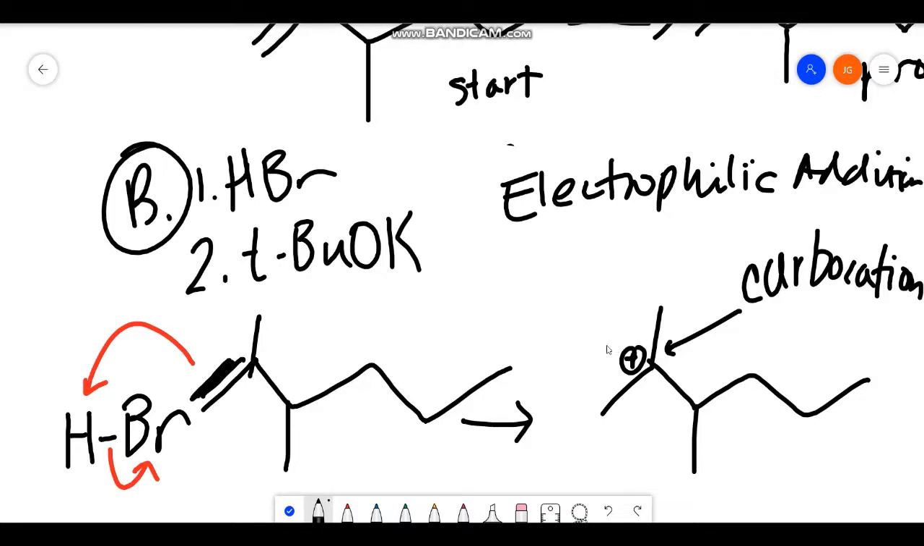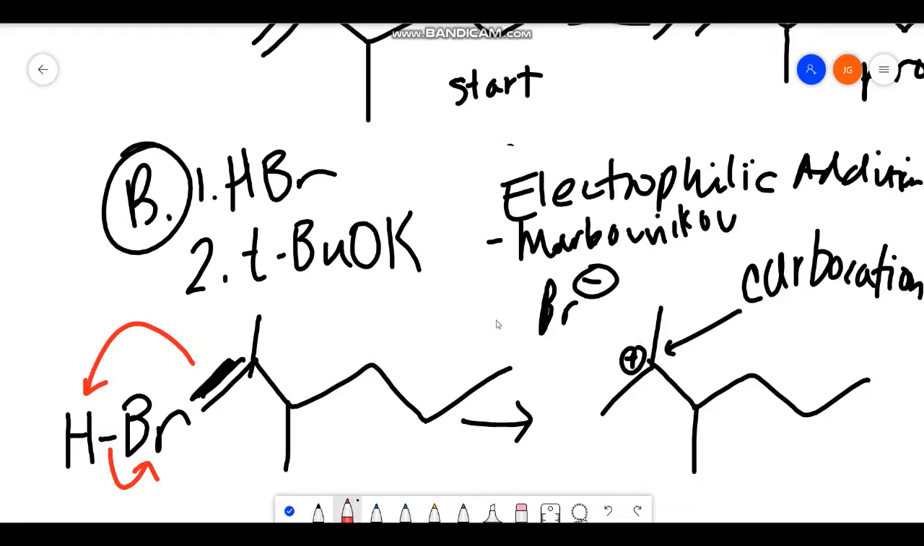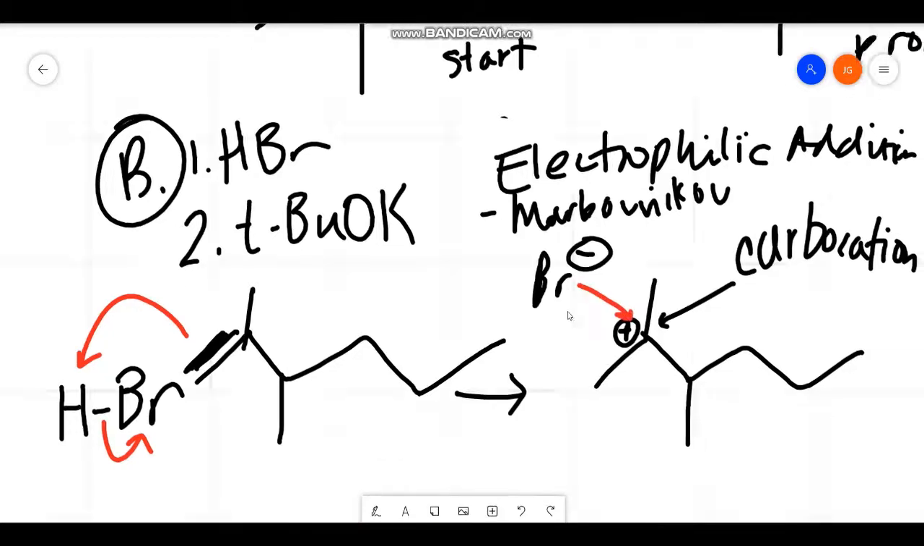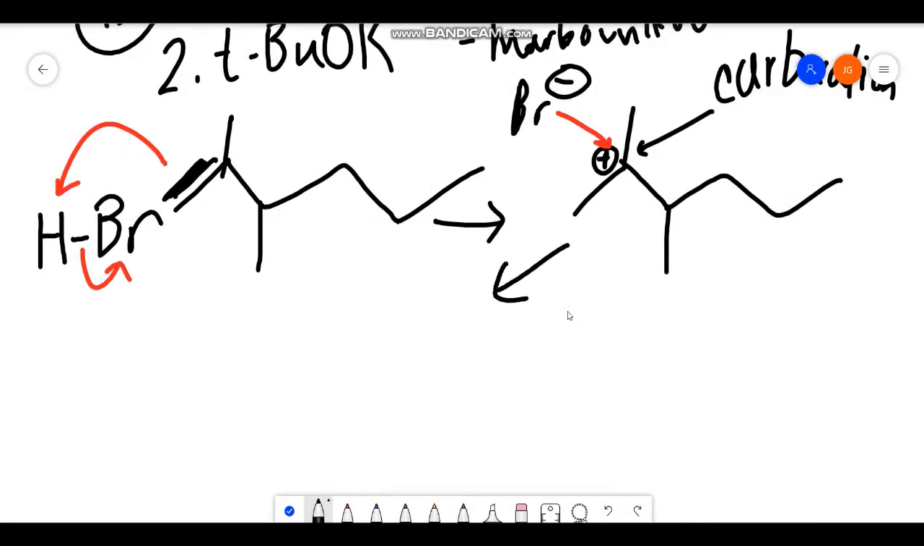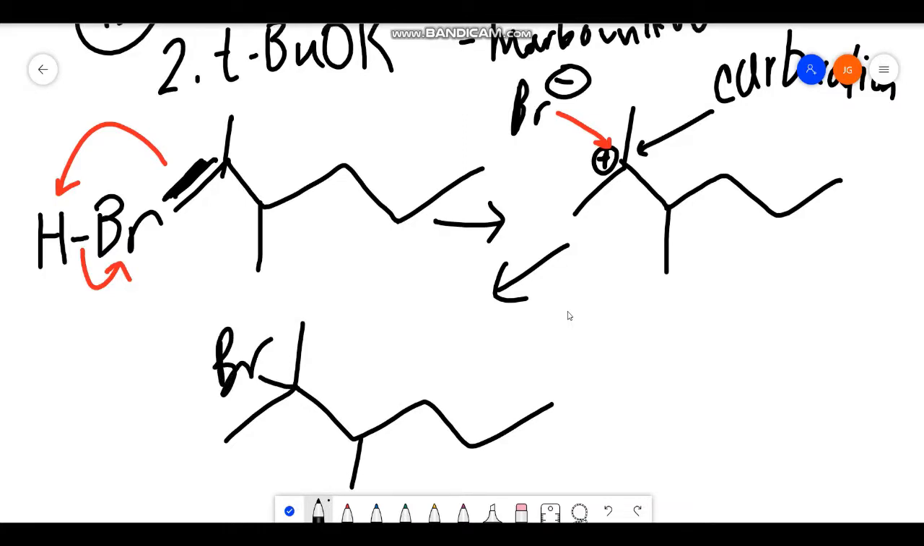It's going to allow you to get the Markovnikov product, or the product that puts one of the groups on the more substituted side. So in this case, electrophilic addition puts the bromine on the more substituted side, because this bromine now has a full-on negative charge, and it's going to target a positive charge. Remember, opposites attract. And so this bromine is going to perform a nucleophilic attack on this carbocation, and we're going to end up with this product. Let me write that a little more nicely. So that is step 1 done.